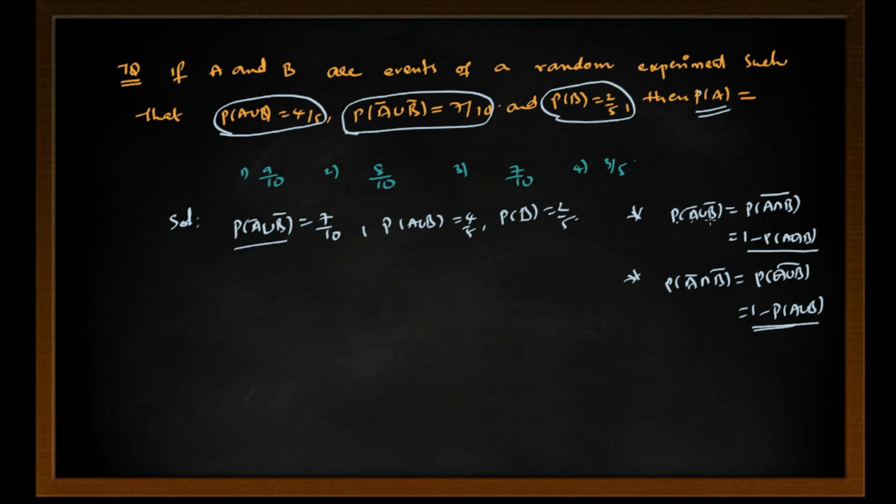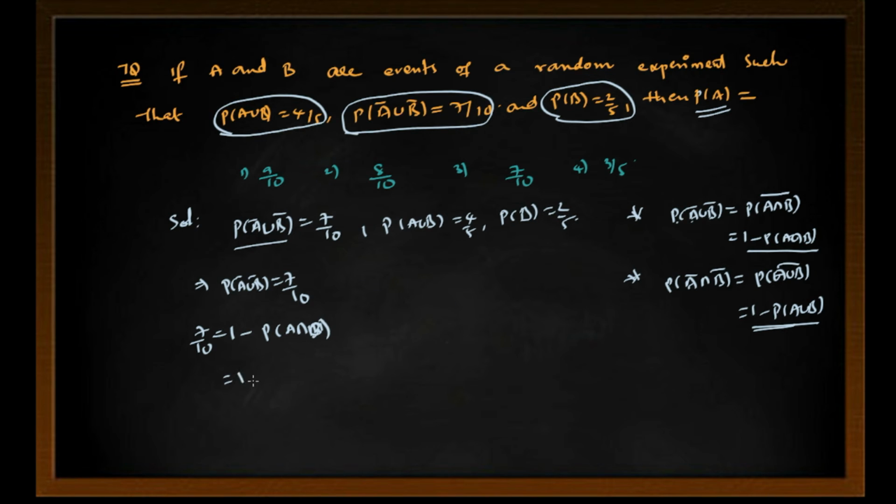So P of A bar union B bar we can write as 1 minus P of A intersection B. If P of A bar intersection B bar is there, that one we can write as 1 minus P of A union B. Here P of A bar union B bar is given as 7 by 10. So I am writing 7 by 10 here, equals 1 minus P of A intersection B.